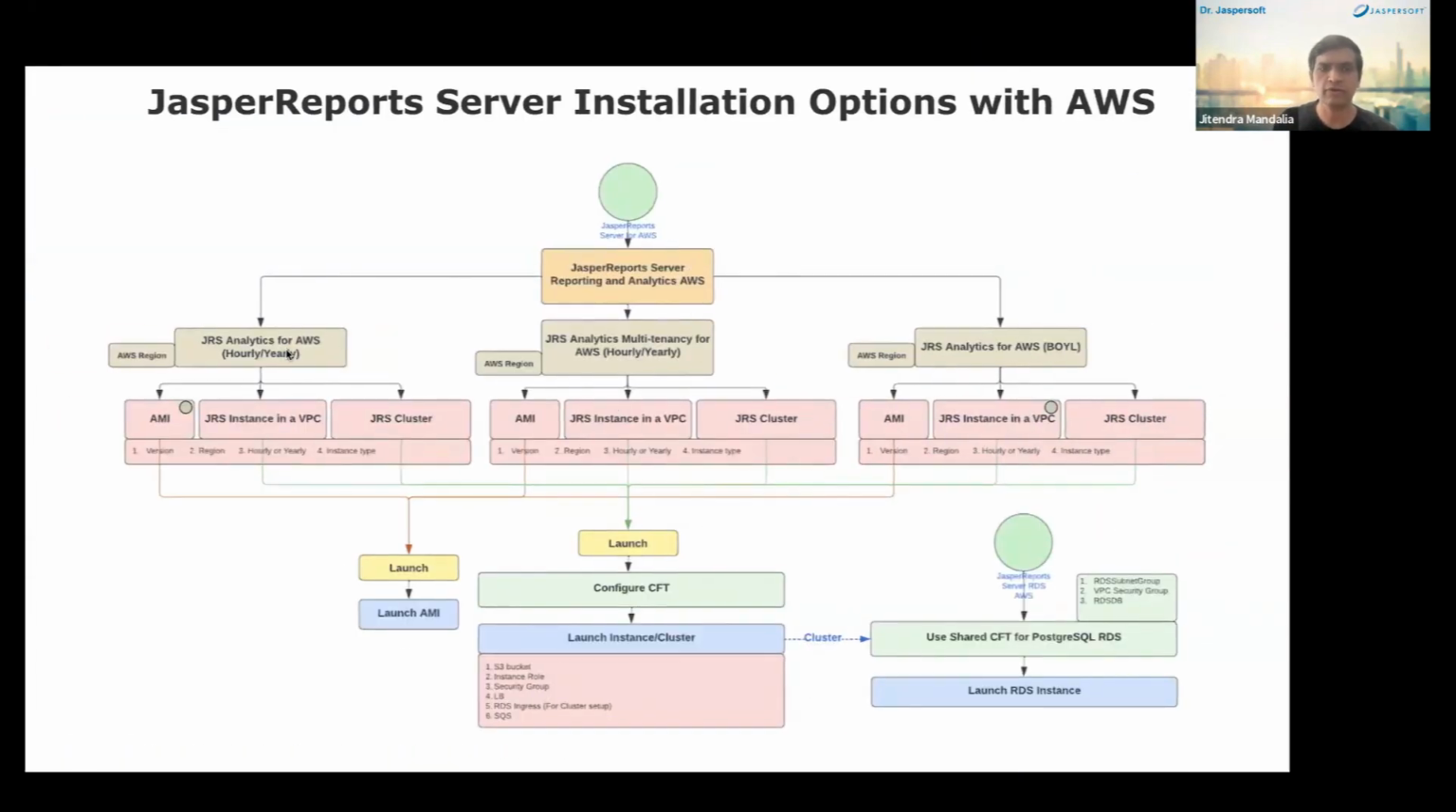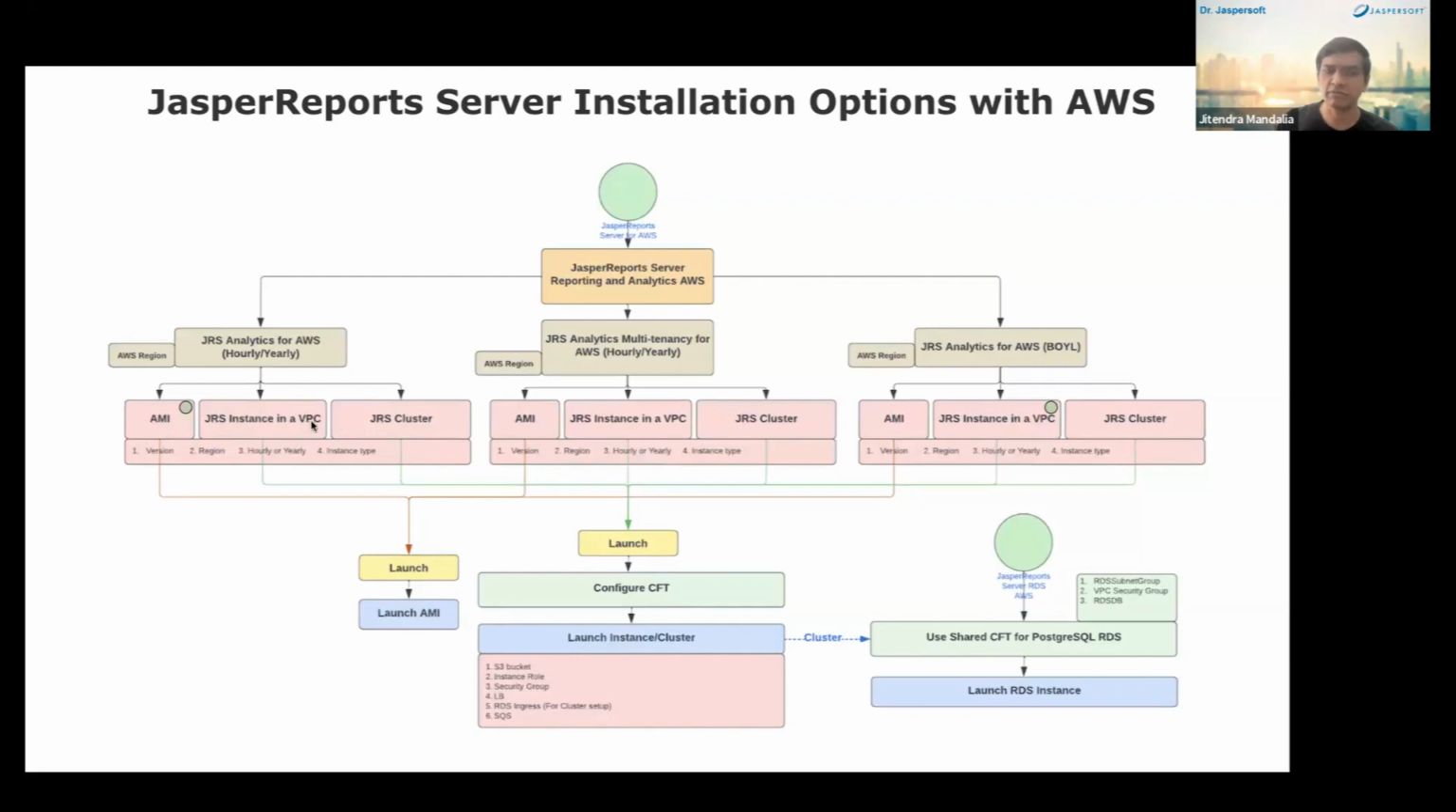Now, once you choose a particular subscription, let's say you go with Analytics for AWS hourly or yearly option, you get to choose 3 different deployment options. One is the AMI, one is the Jasper Report Server instance in VPC using CFT, and another is the Jasper Report Server cluster using CFT. So these 2 options are CFT based, a single instance or a cluster, and the first one is AMI. So basically you get the machine image and you build most of the things around that on your own, where you need to define various rules and security groups and so on. More control, but more work.